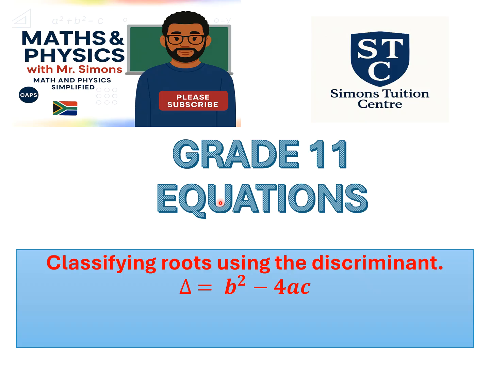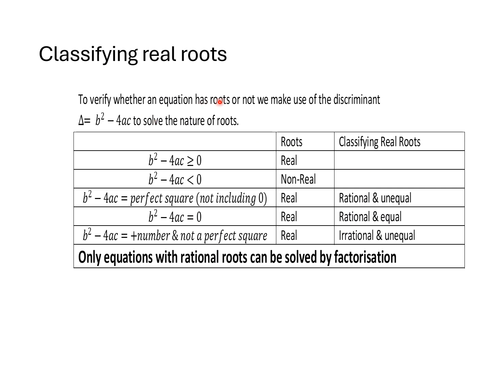We're still looking at nature of roots, but now classifying the roots using the discriminant. I've gone through an example of each one to give you an idea of how to answer the basic question: can you classify the roots? Again, we need to know the table. When it's greater than or equal to 0, the roots are real. If it's less than 0, non-real. If it equals a perfect square, it's real, rational, and unequal. If it equals 0, it's real, rational, and equal. If it's a positive number but not a perfect square, then we say it's real, irrational, and unequal.